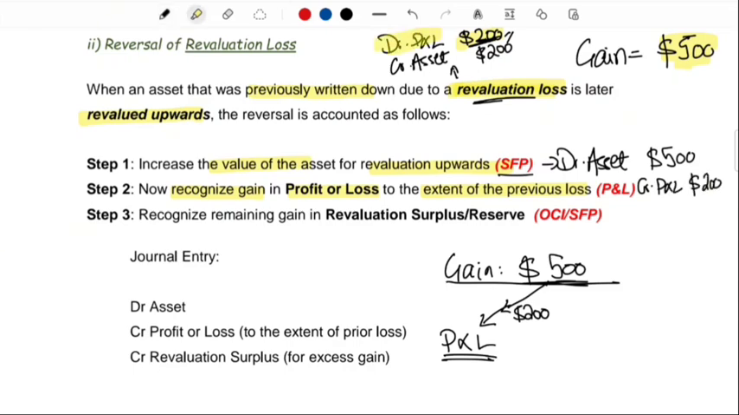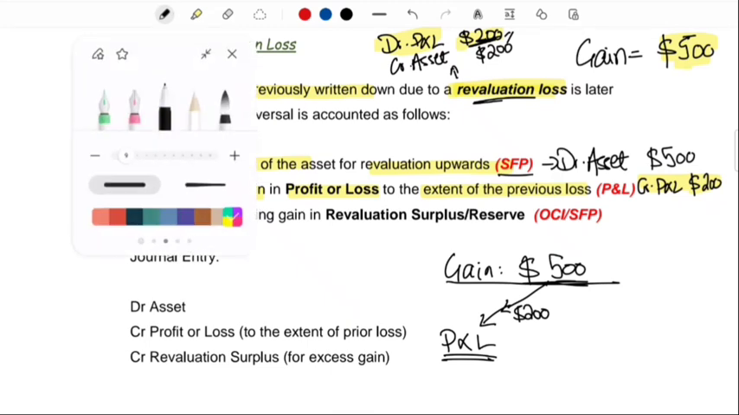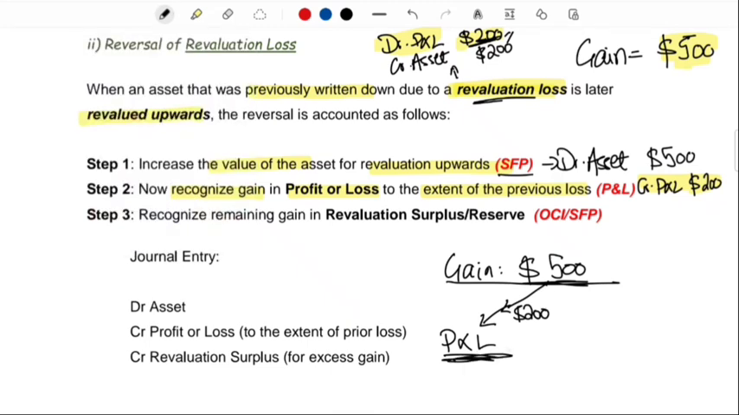First I was debiting P&L, but now I will credit P&L. I will reverse it. This is what we call a reversal. Now after I've given $200 to the P&L to the extent of the previous loss which I had recognized in the previous period, the remaining gain is $300. Where will it go? Very simple, because it's revaluation upwards, we all know the gain is always recognized in other comprehensive income. You will give it to other comprehensive income and also recognize that in the reserve account. So I will credit the OCI or the reserve account by the remaining $300.